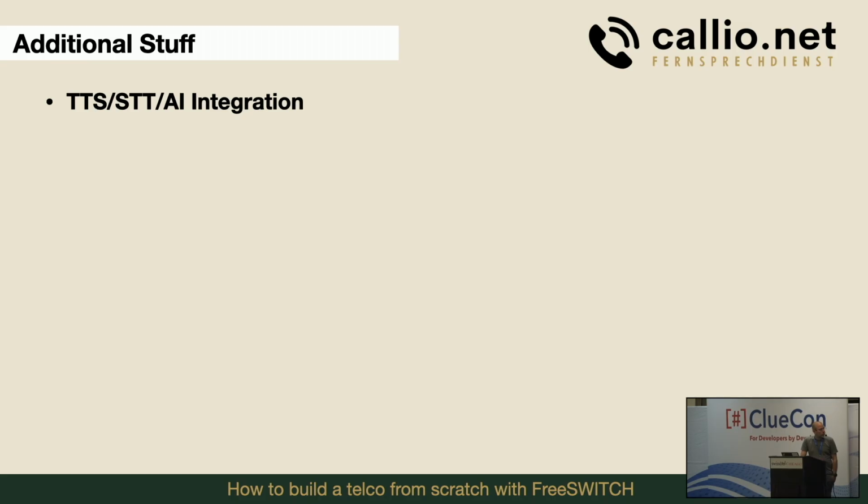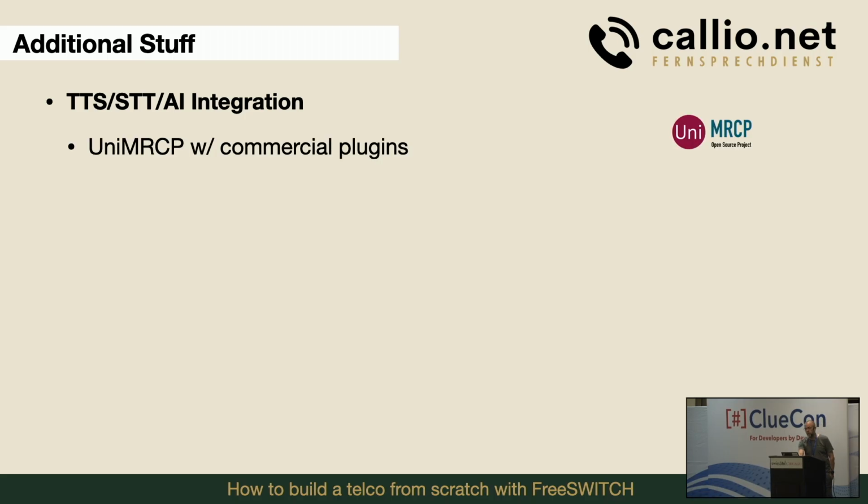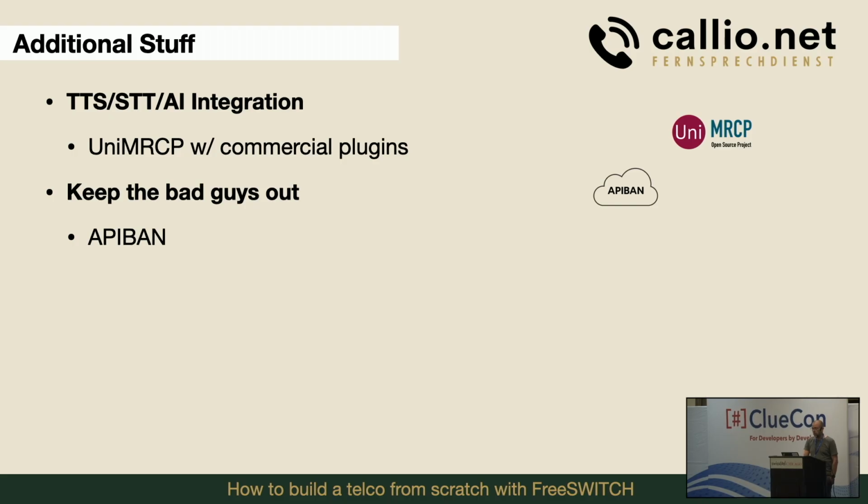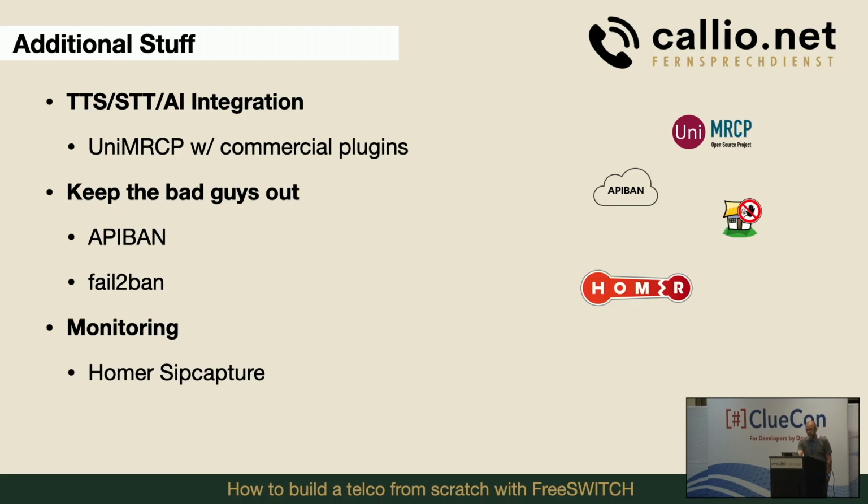Although we are using FreeSWITCH as the main workhorse, of course we have some additional stuff. As I mentioned before, it's UniMRCP with commercial plugins. And to keep the bad guys out, we are using APBan. Thank you, Fred. Fail2ban. And for monitoring, we are using Homer SIP capture, of course. Who does not? And Grafana.